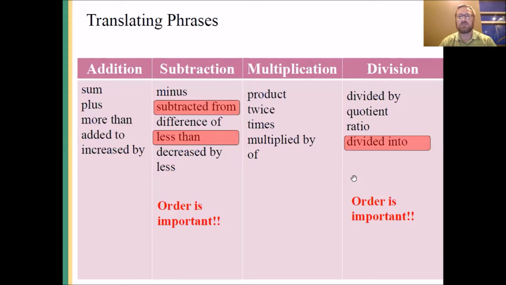Here it just says addition, subtraction, multiplication, division. You can see that the words are a little bit different between the slide and the book. But this is very important right here where it says order is important. That is very true. Order is important when it comes to subtraction and division. When we say subtracted from or less than, you're actually going to put the thing after that phrase first, minus what's before that phrase. So we'll look at what that is with the examples.